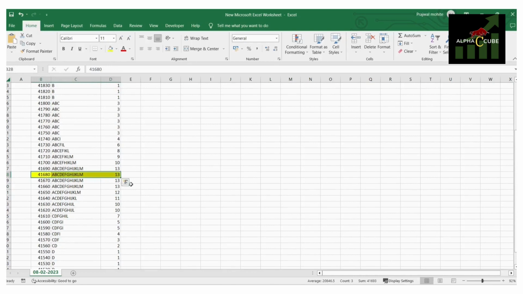Let me mark that with yellow. So this will be my point of control for the day. I hope you are clear on how we arrived at the point of control.